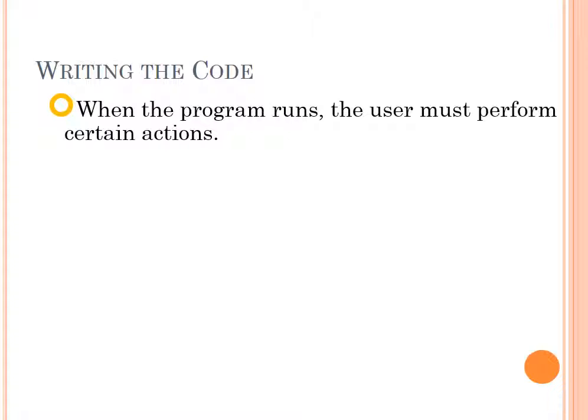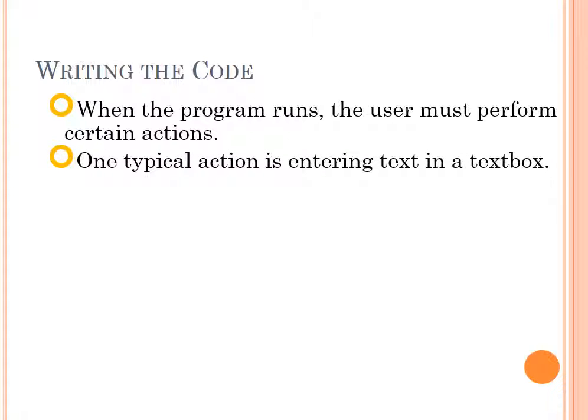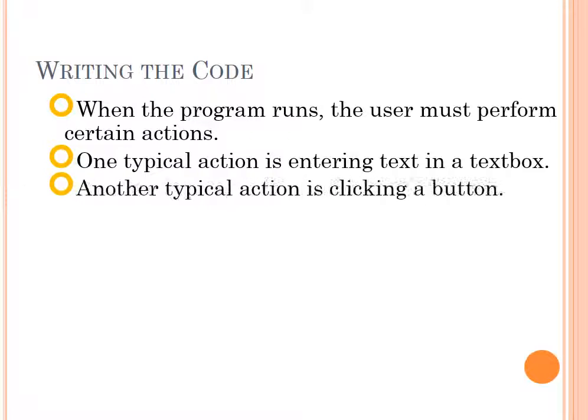Okay, when the program runs, and think about any program that you've ever used in Windows, Microsoft Word, whatever, when you start it up, it kind of sits there, waiting for you to do something. Whether that is typing in information, selecting something from a menu, pushing a button, it kind of waits for you to select an action. Remember, those are called events. Now, one typical action might be entering text in a text box. Another typical action is clicking a button.